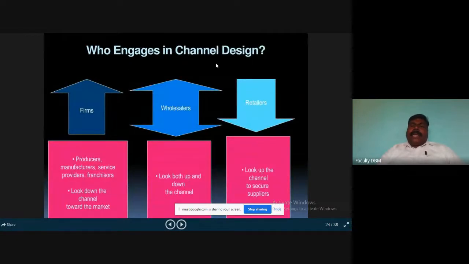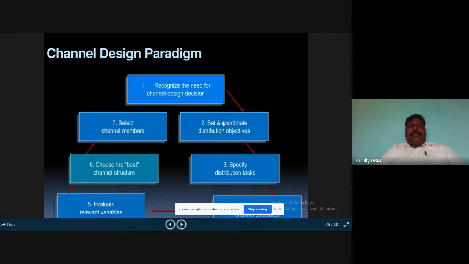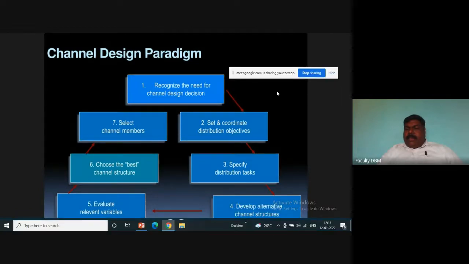So, who engages in channel design? Firms, wholesalers, retailers. Firms, producers, manufacturers, service providers, and franchises look down the channel toward the market. Wholesalers look both up and down the channel, up the channel to secure suppliers. Channel design steps: recognize the need for channel design, set and coordinate the distribution objectives, specify the distribution tasks, develop alternative channel structures, evaluate the relevant variables, choose the best channel structure, and select the channel members.